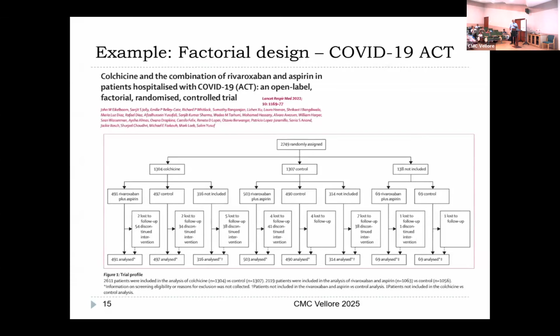This is a study that we did, another factorial one in COVID, that was just recently published in Lancet Respiratory Medicine, where they were looking at colchicine versus control. And then they did rivaroxaban plus aspirin versus control as well. So they had a 2 by 2 factorial. Here they're giving you the full CONSORT diagram with who was included and who was not, but basically it's a 2 by 2 factorial design.